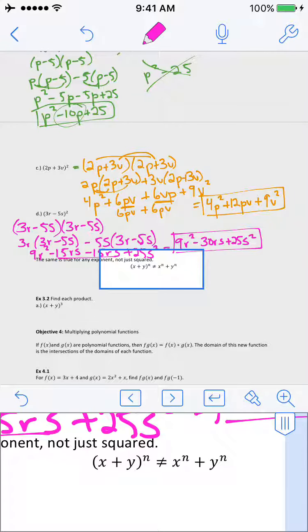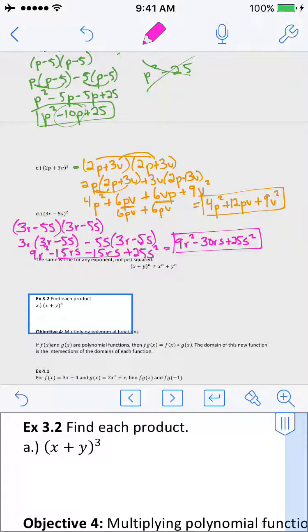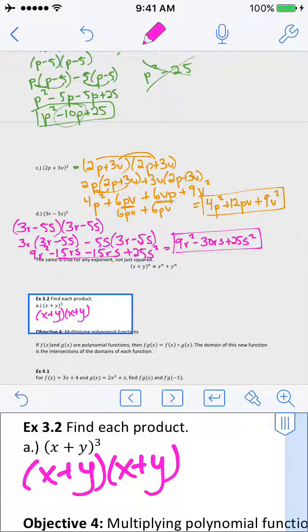Never, ever, ever are you allowed to distribute that power. So you can't distribute a third, you can't distribute a 15th, you can't distribute x to the 45th. You can't do that. Okay, you just can't. In other words, just remember what it means. If you have something like x plus y cubed, then you're going to need to rewrite it as x plus y times x plus y times x plus y. It's 3 instances of x plus y.